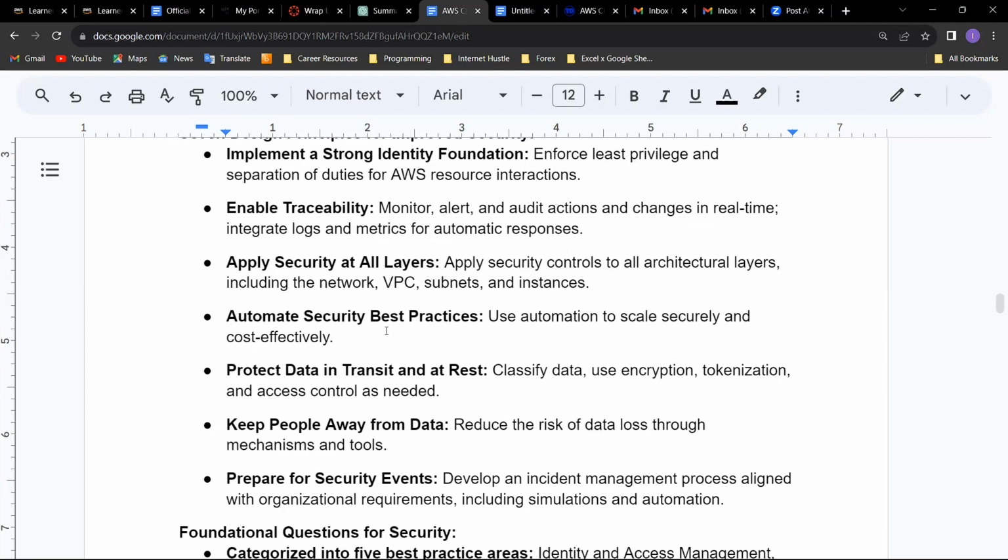And you also automate security best practices. So you use automation to scale securely and also cost effectively. I think this one is self-explanatory.